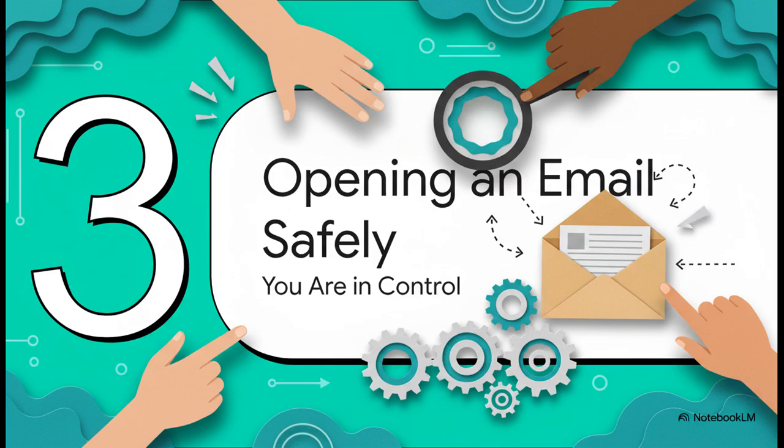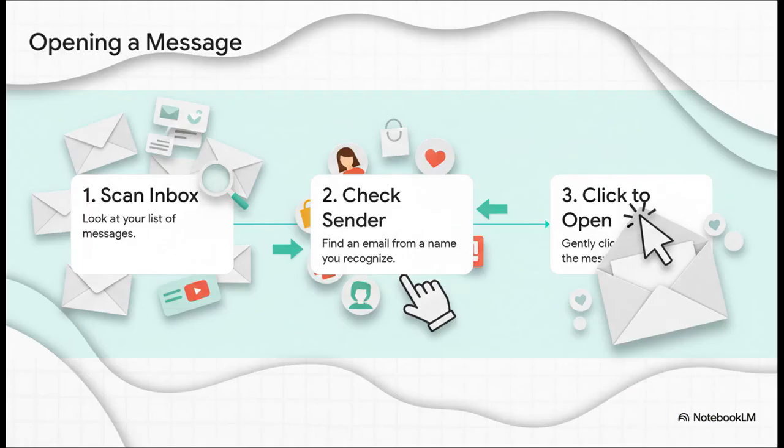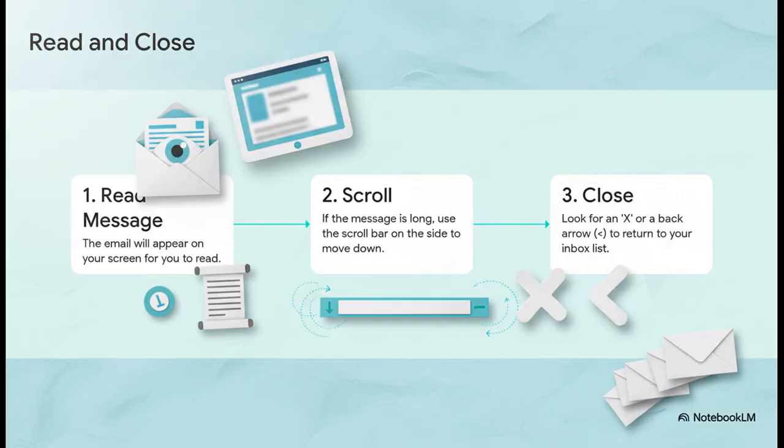Okay, now for the main event, opening a message. And this is so important to remember. You are in complete control of this whole process. Nothing happens until you choose to make it happen. When you open your email program, you'll see a list of messages. We call this your inbox. The very first thing to do is just look, see who sent them, find one from a name you know. Maybe it's a friend or a store you like. Then just move your mouse over it and click it once to open it up. And voila, the email is open for you to read.